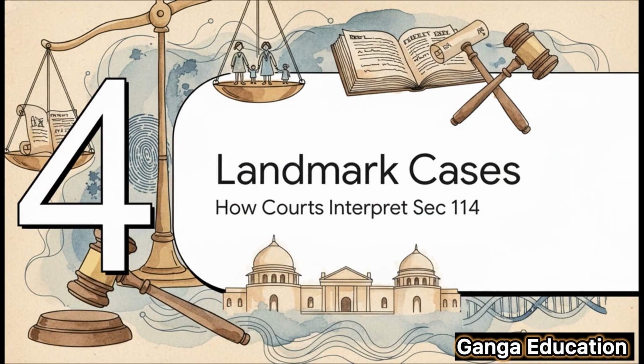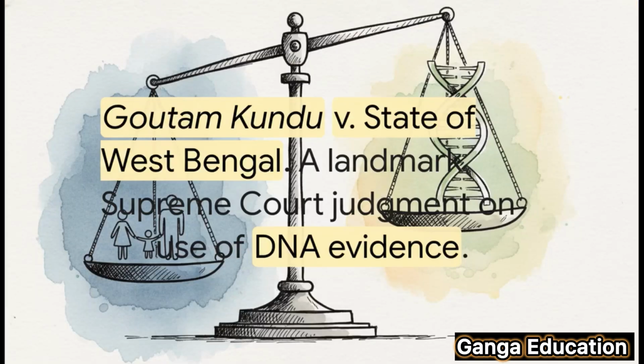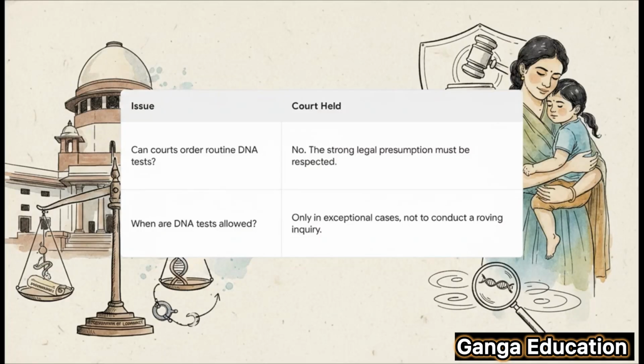Okay, the theory is important, but how does this actually work in a real courtroom? Let's look at how the Supreme Court has interpreted this section. This is absolutely crucial, especially for your mains exam. The first landmark case we have to discuss is Gautam Kundu versus the State of West Bengal. This case is a huge deal because it addresses that classic clash, the strong legal presumption versus modern science, specifically DNA testing. So what did the Supreme Court decide?